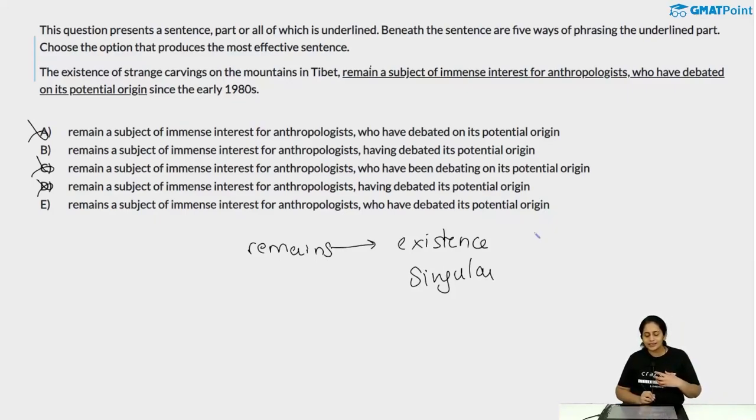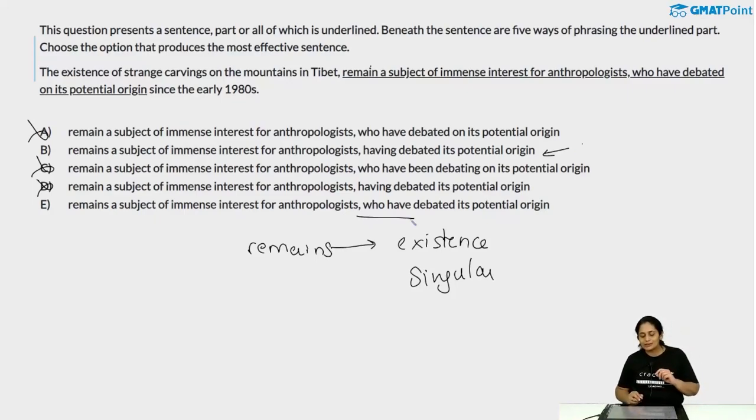Now, essentially in this case, if you are modifying anthropologists, you have to say that the anthropologists have debated its potential origin. The next part is essentially a modifier for anthropologists. The anthropologists have debated the origin of these carvings for a long time. Having debated is an incorrect construction because it is unclear what that particular phrase is modifying. You are modifying the anthropologists, so you have to basically say who have debated.